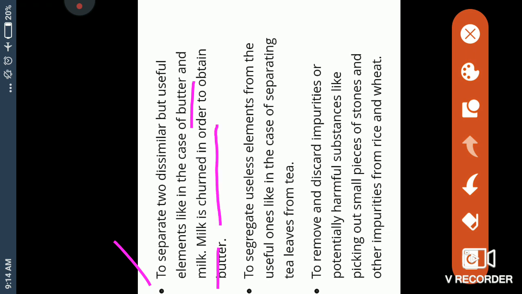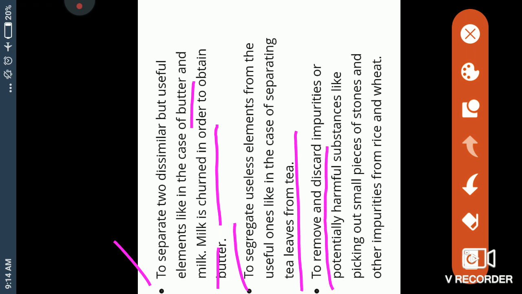So milk is churned in order to obtain butter. What do we do? In the village they call it churning. That means we find out the buttermilk and the butter. The second reason is to segregate a useless element from a useful one. There are two elements, one is useful and one is not useful, like tea leaves and tea. We separate the tea leaves from the tea and take out the liquid of the tea.